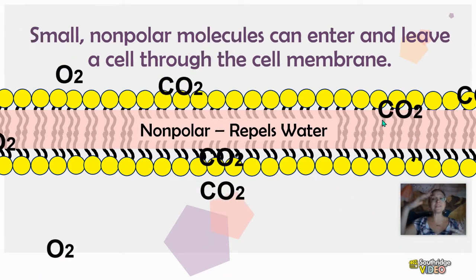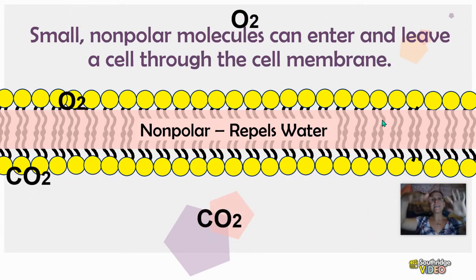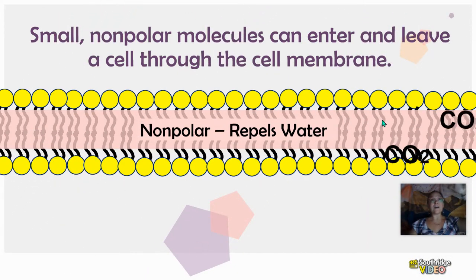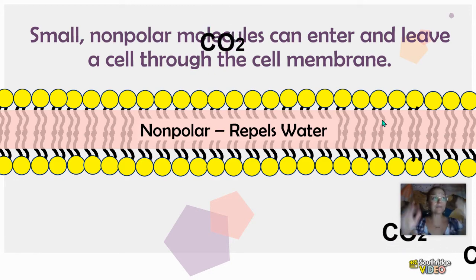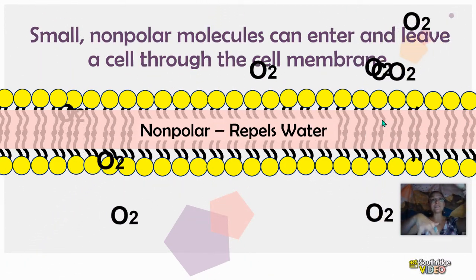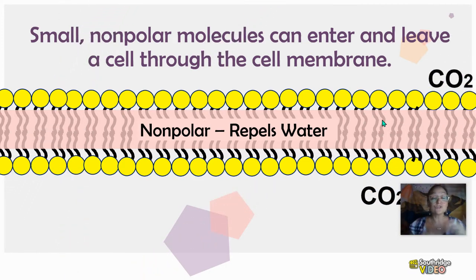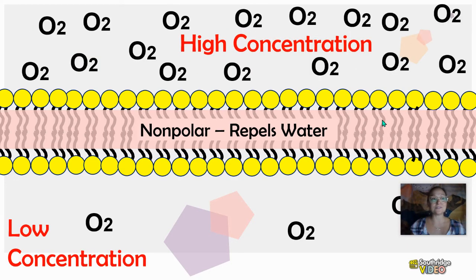Basically, as we breathe in oxygen, as our cells produce carbon dioxide, these gas molecules are able to cross right through that lipid bilayer. So let me say that again for you. As we breathe in oxygen or we produce carbon dioxide within our cells, these gas molecules are also nonpolar, so they can cross through that nonpolar center that is made out of fatty acid tails.